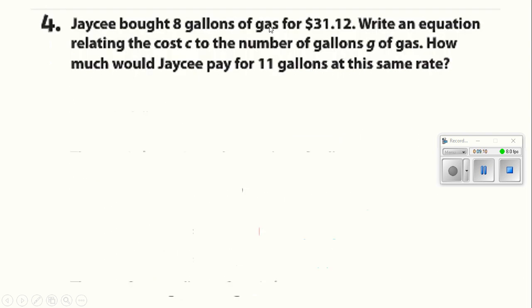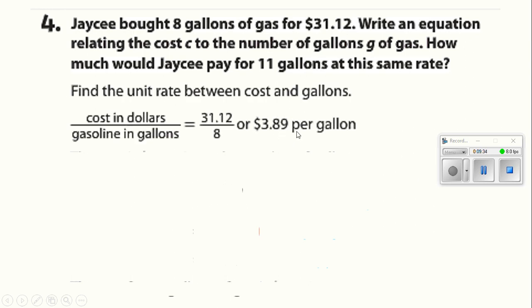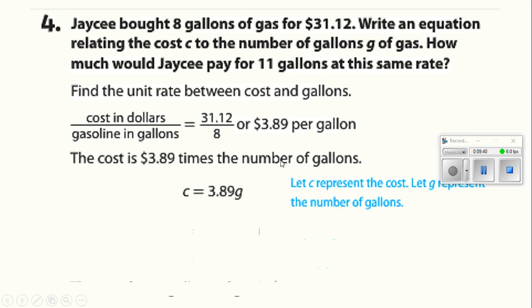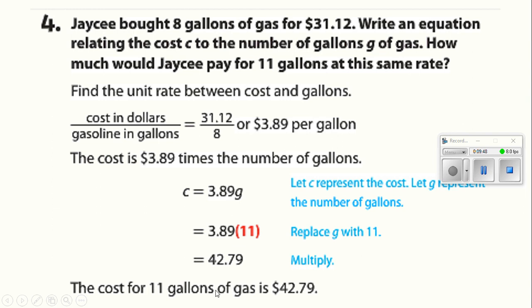JC bought 8 gallons of gas for $31.12. Write an equation relating the cost C to the number of gallons. Once again, this is basically saying that I paid $31.12 for 8 gallons, and I want to know how much 11 gallons are. This example is another example of basically finding out what 1 unit is. I take $31.12 and divide it by 8. That gives me $3.89 per gallon, of course. Now I have to see how much 11 gallons is. Well, I take that $3.89 and multiply it by 11. That gives me $42.79. So the cost for 11 gallons of gas is $42.79.